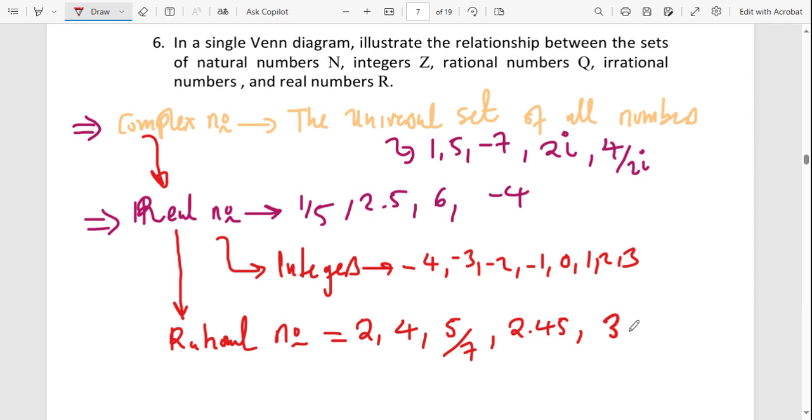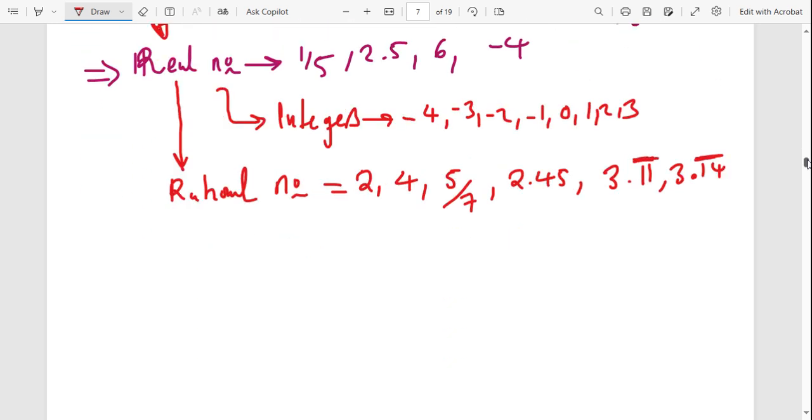For example, 3.1111111, so we'll put a dash on top. Or 3.14141414, just like that. So we'll put a dash on top of the 14 because it's repeating. So all these are rational numbers. Irrational numbers are those numbers that we cannot express as a fraction. So please take note that rational numbers and irrational numbers don't intersect.